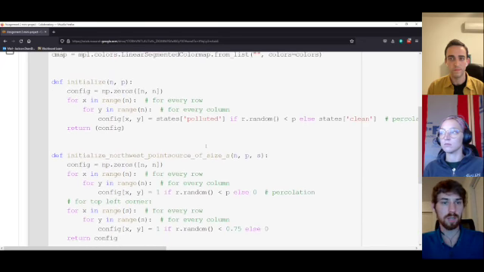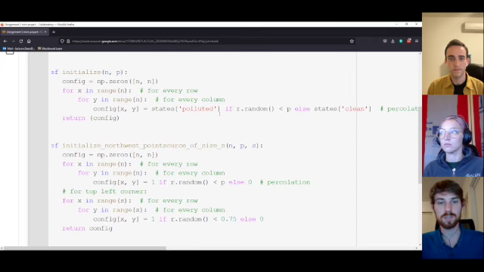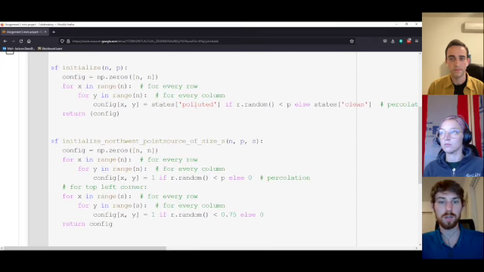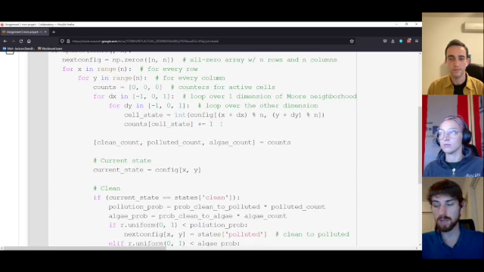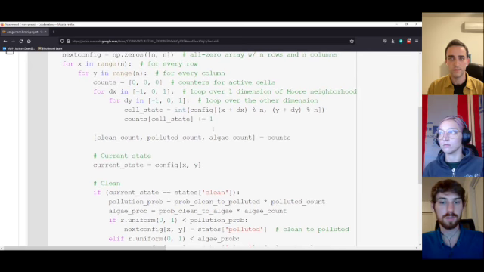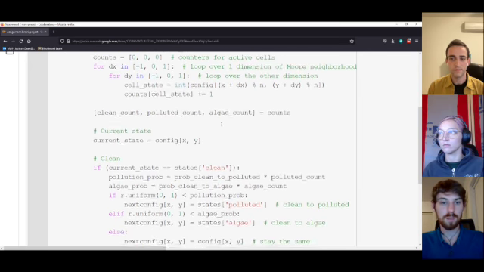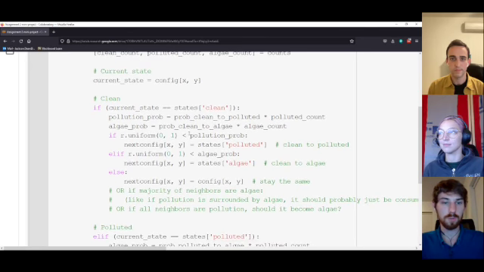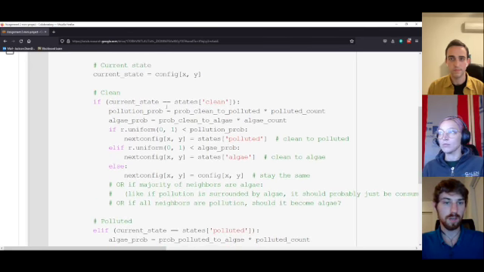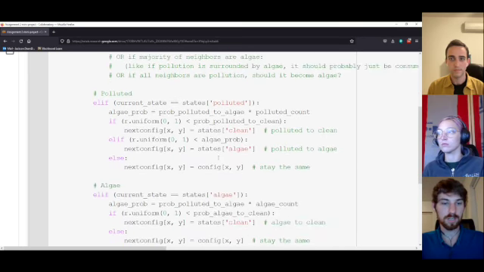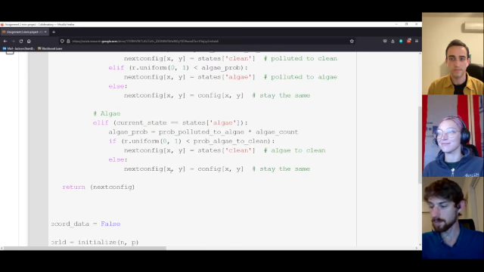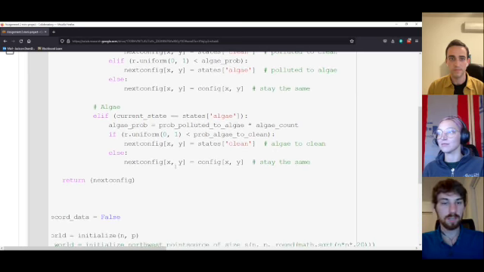So our model was pretty standard. We initialized using percolation to set some of the clean water to be polluted at the beginning based on some probability. And then for every step, we iterated through every cell and we counted the neighbors of each type of that cell. And then for each of our different types, we applied those probabilities that I mentioned earlier. So these are the probabilities for clean turning to the other states, the probabilities that polluted will turn to the other states, and the probability that algae will turn to the other states. So I think next Missy is going to talk about our methods and results.